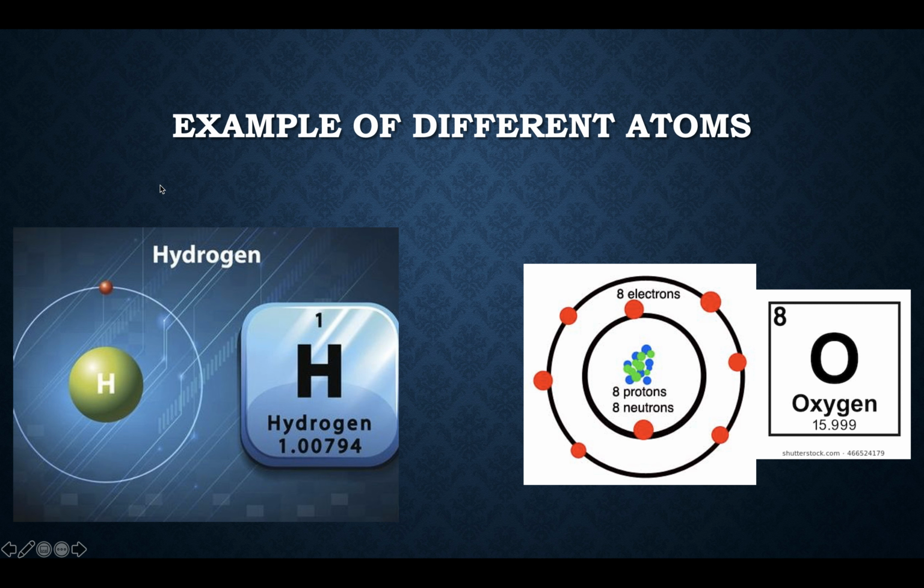So let's look now at the 2 elements that are going to be most important for today's discussion. Water's chemical formula is H2O. So what that means is for every 2 hydrogen, you have 1 oxygen bonded. So let's look in depth at these 2. Hydrogen, look, it has the number 1. So it has 1 proton, 1 electron. Whereas oxygen has 8 protons and 8 electrons.